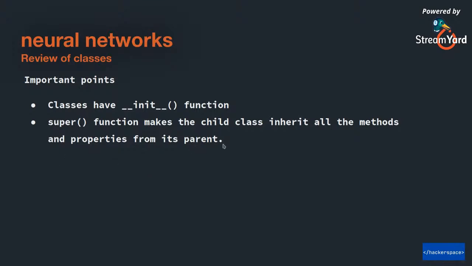For example, you're taking a parent class, and you're building a child class, and you want the child class to take all the properties and methods from the parent. You simply run super, then the name of the parent class, and then init, which I'll show you in the notebook later. So this is just something to remember. Classes have init, and super functions make the child class inherit all the methods and properties from its parents. When I say methods and properties, I mean variables and functions of a class.